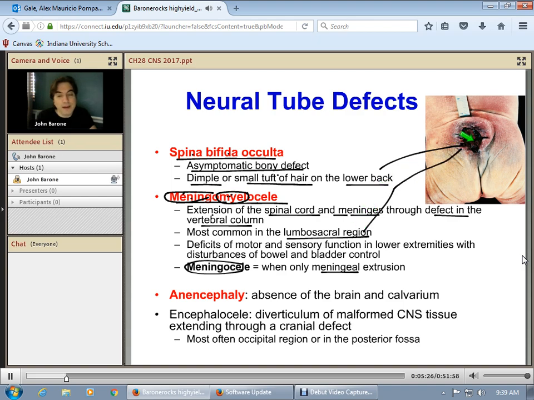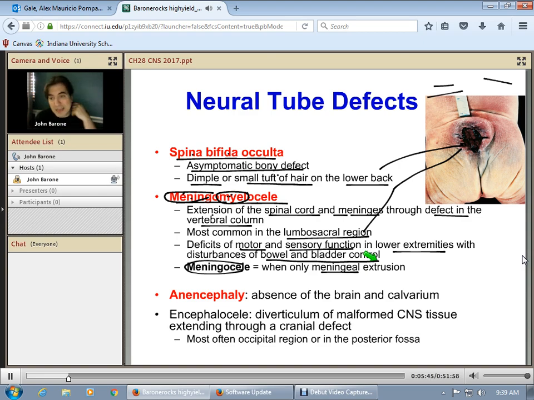So you've got this defect here. Now you're going to get defects of motor and sensory function in the lower extremities because down here, the upper extremity nerves have come off already. So now you're only left with the lower extremity. And of course, also bowel and bladder incontinence, which is very common in this as well.